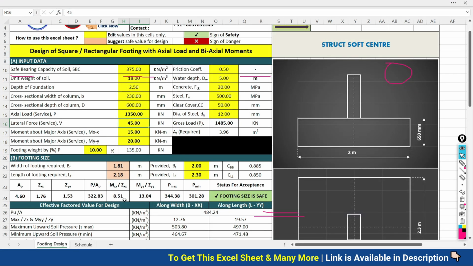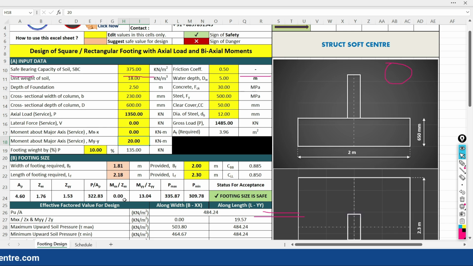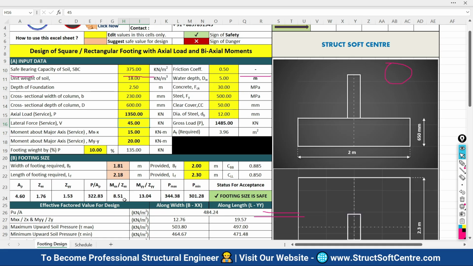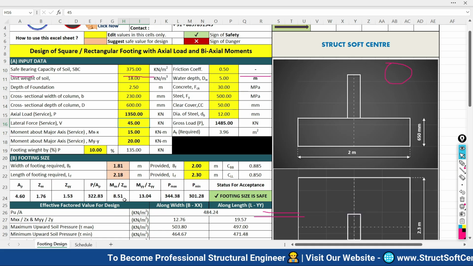In most of your cases there will be no lateral load, so you can put this value as 0. Or even in most of the cases there will be no movement about major axis, you can put it as 0. In most of your cases there will be no movement about minor axis, you can put it as 0. So whatever is not given, you can ignore that, you can put the value for that particular cell as 0. And if the value is given in your problem statement, then you have to define it here.